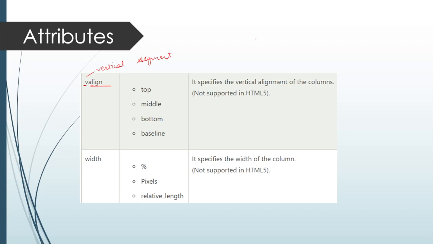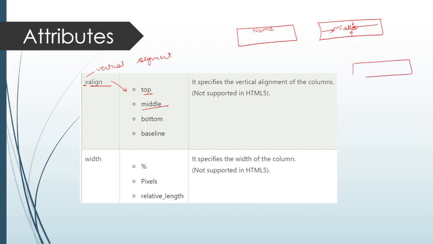So how can we use this valign? Suppose this is a particular cell, okay? If I want to write name like this on the top, then I can use valign equals to top. Second, if I want to write name in the middle, like this, in the middle of this particular cell, then I can use middle. Next is bottom. So this will be the output for bottom. Okay, and next is baseline.